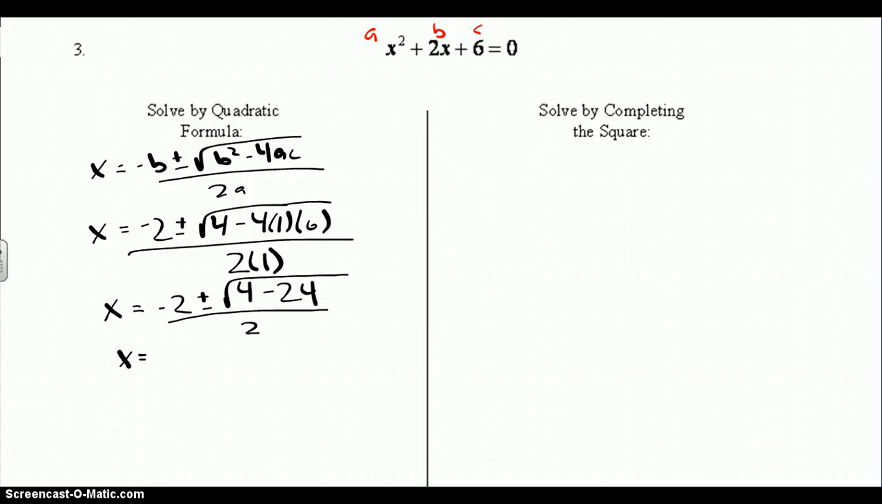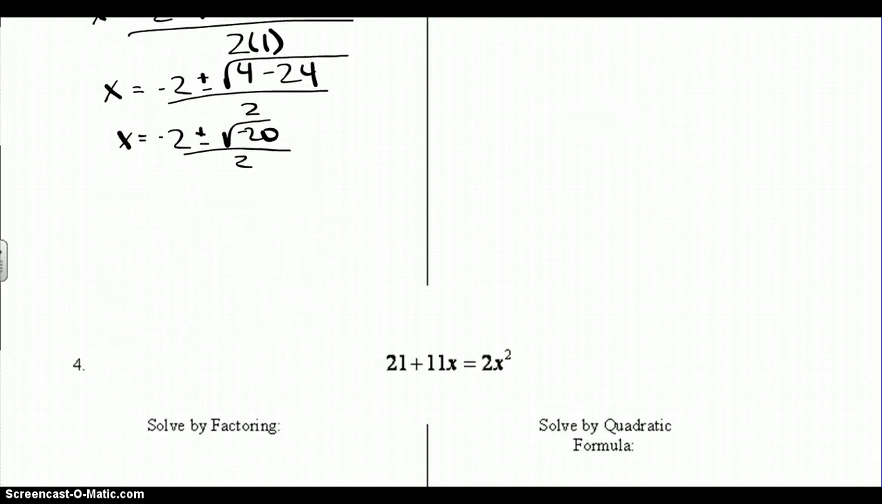Okay, so we do have a negative underneath the square root. We have a negative 20 underneath the square root. And remember that if we have a negative 20, we should have an imaginary solution. So we can simplify this negative 20. I'll do a little side work right here.